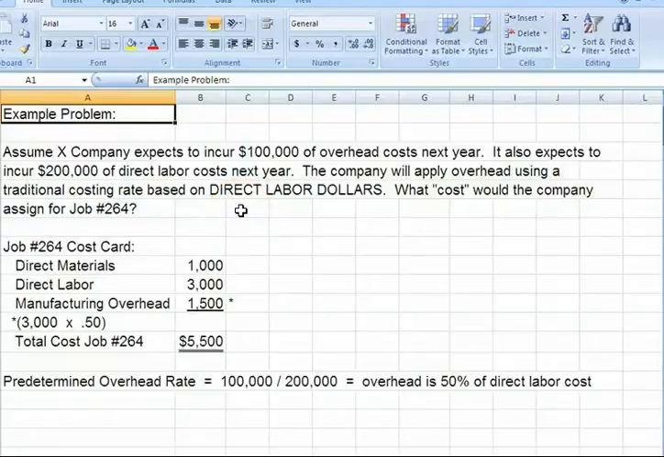So if you have a little amount of direct labor dollars in your product, you won't have much overhead assigned to it. If you have a lot of direct labor dollars, you will. And as a manager, you need to decide if that's a fair way to allocate the overhead.